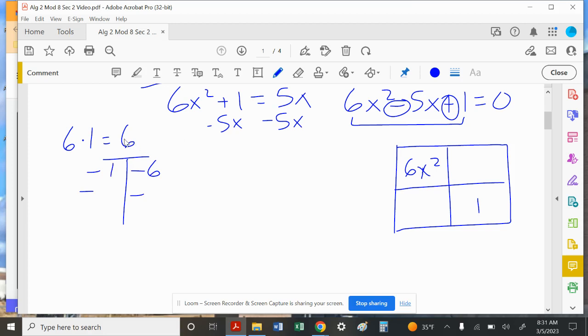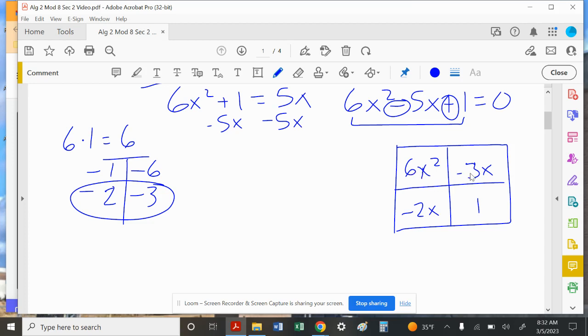So we're looking for all the multiples of 6. We only have 2 multiples. So we have 1 and negative 6, and negative 2 and negative 3. These two add up to negative 5. So I have negative 2x, negative 3x. And then we look for commonalities. So we look at common numbers here.